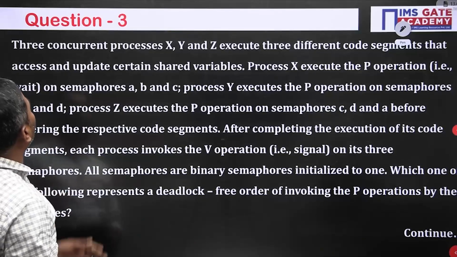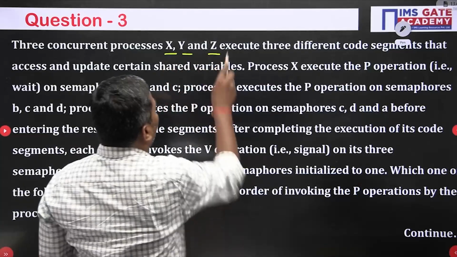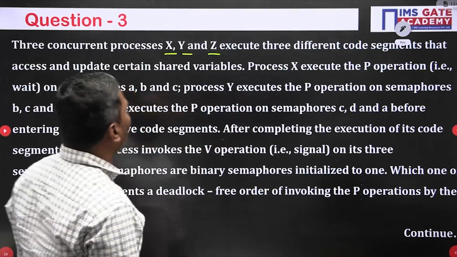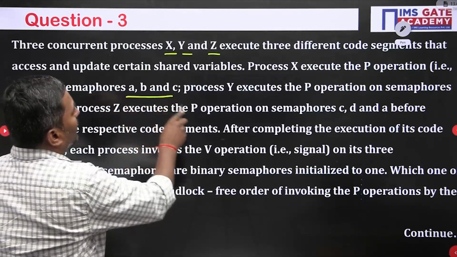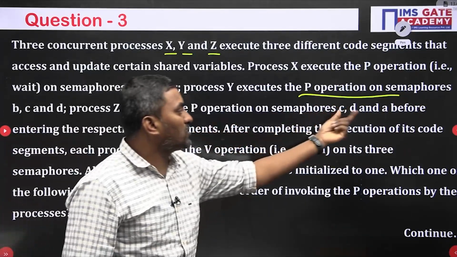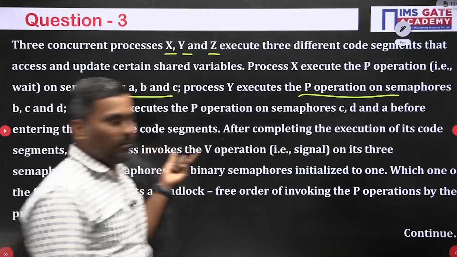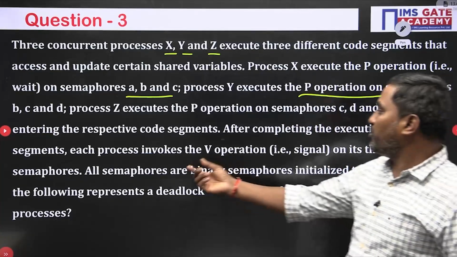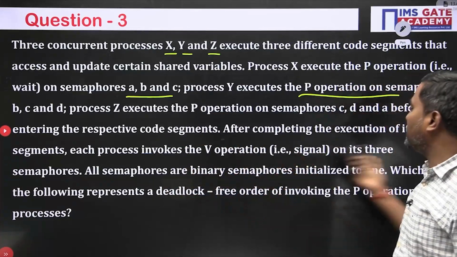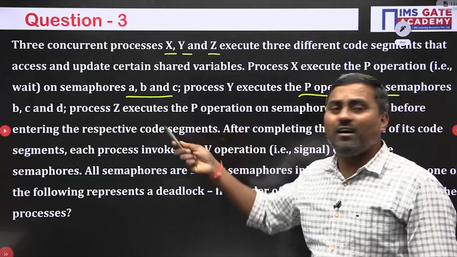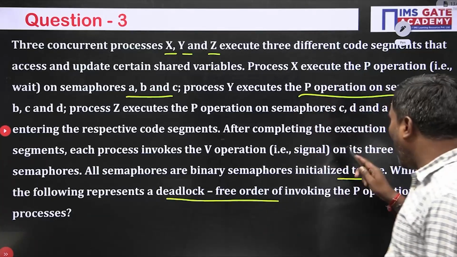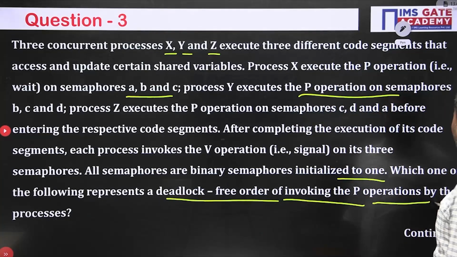Let's take another question here. Question number 3. 3 concurrent processes X, Y, Z execute 3 different code segments that access and update certain shared variables. Process X executes the P operation on semaphores A, B, C, D. And process Y executes the P operation on semaphore variables B, C, D. And process Z executes the P operation on semaphores C, D, A before entering the respective code segment. After completing the execution of this shared code, each process invokes the V operation, the signal operation, on its 3 semaphores. A, B, C, D are binary semaphores initialized to 1. Then which one of the following represents the deadlock free order of invoking the P operations by the processes?